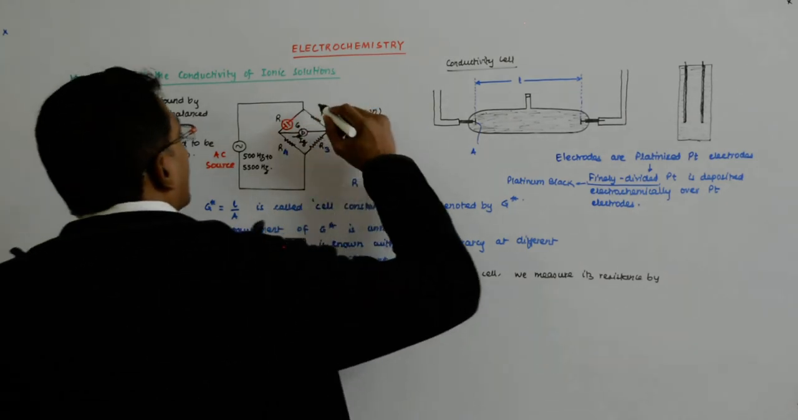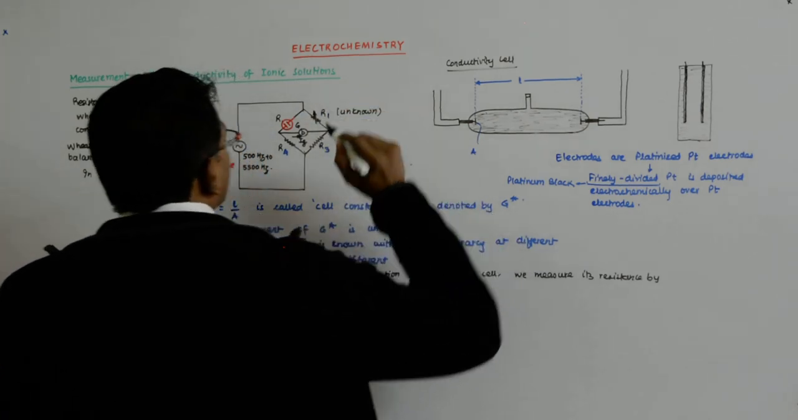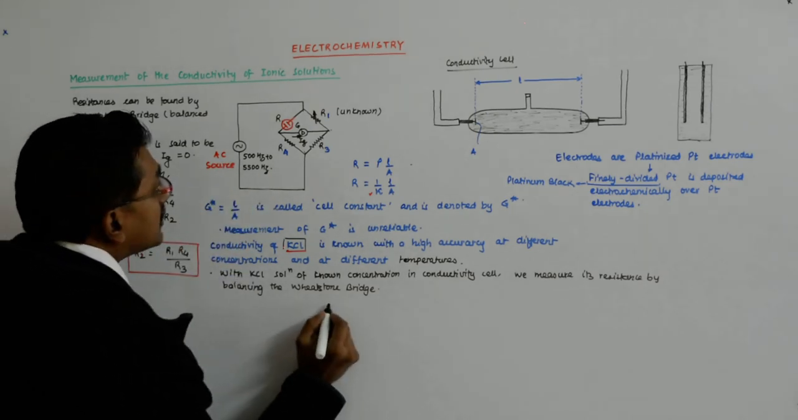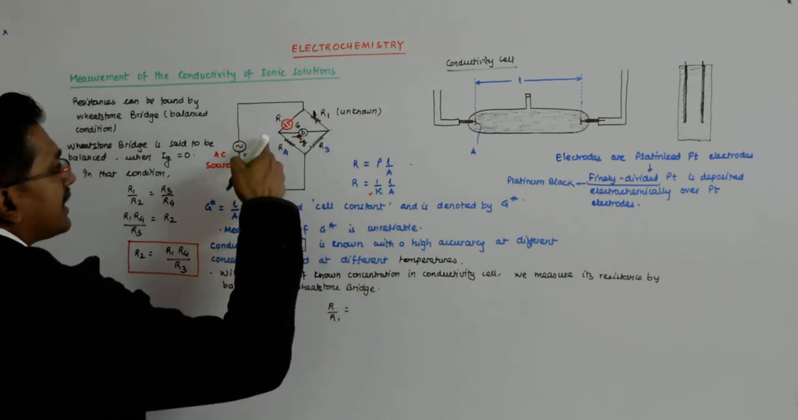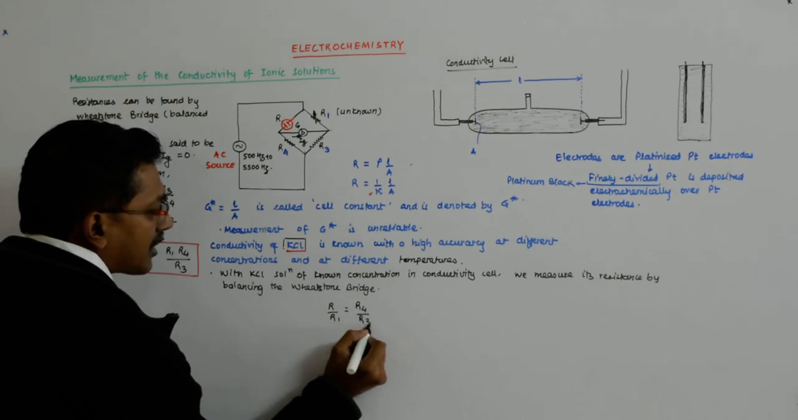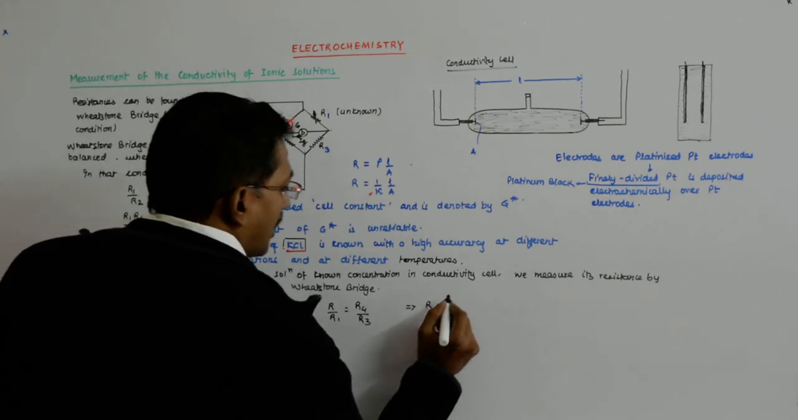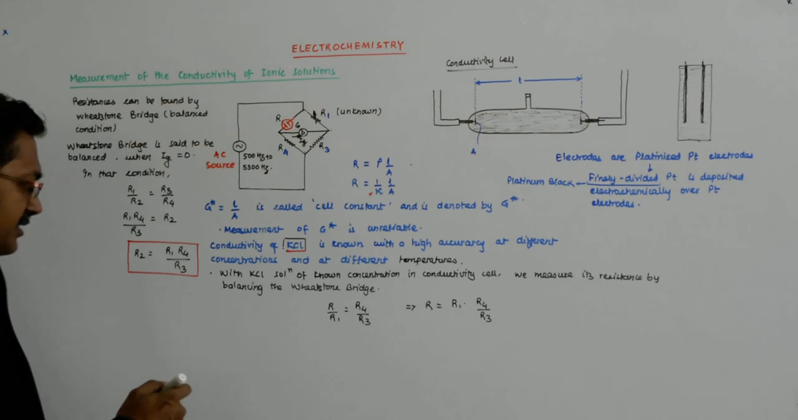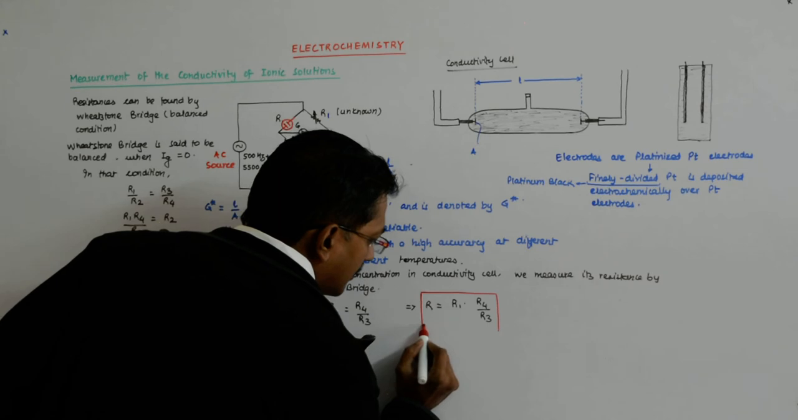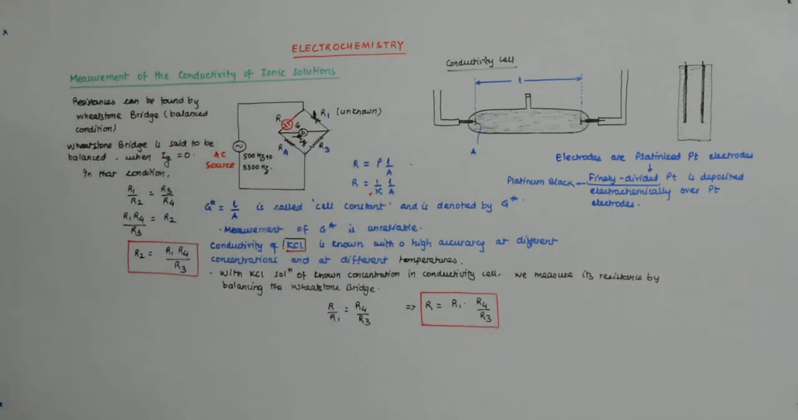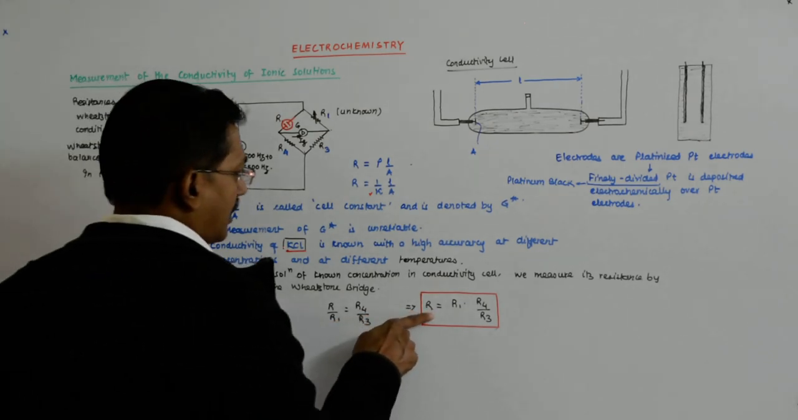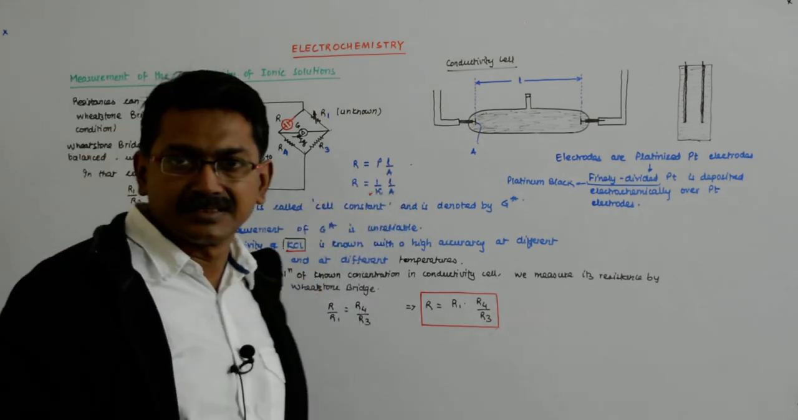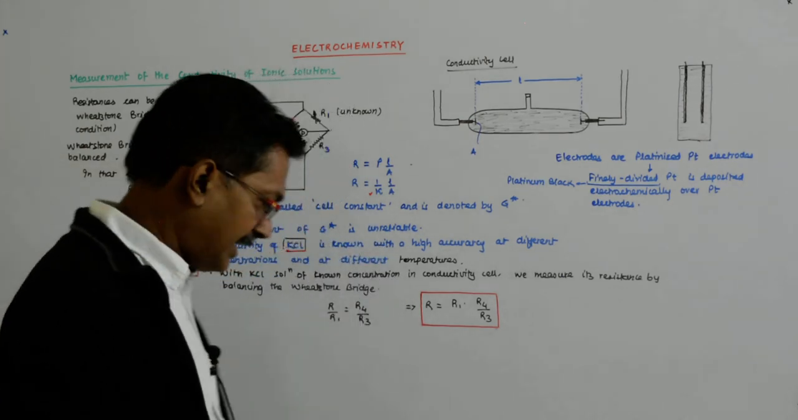So I keep this as the variable resistor. How do I go about it? I have R upon R1, in the same order you take the other ratio, equal to R4 upon R3. It implies that R is equal to R1 into R4 upon R3. So I use this relationship, and I get this R. I know this conductivity. So if I multiply these two, I get the cell constant.